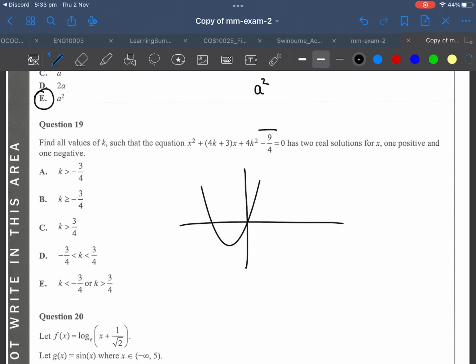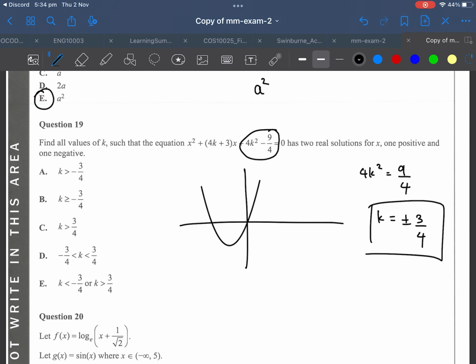that would mean that this part over here has to just become 0. Right, so we can say 4k squared equals 9 on 4, meaning that k has to be equal to plus or minus 3 on 4. Okay, so it has to do with something 3 on 4. Now I'm just going to look at the options. It can't be option A because it has to be between negative 3 on 4 and 3 on 4. Because if I were to just have greater than negative 3 on 4, it'll maybe have chances of having all positive or all negative x solutions.